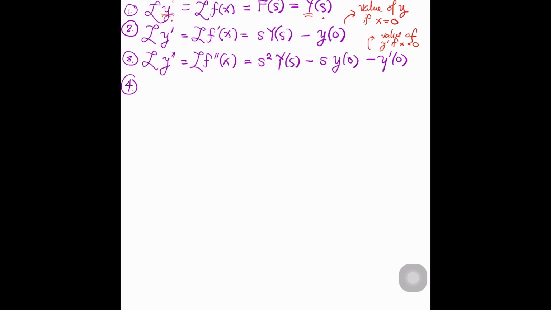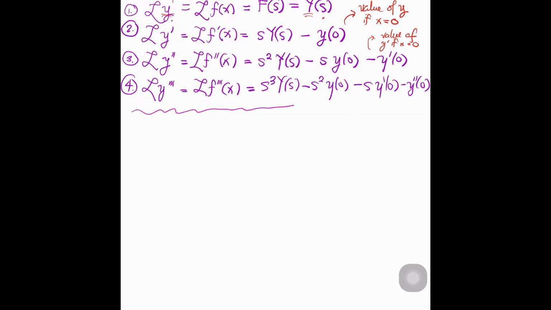Okay, let's proceed to the third derivative, y triple prime. It's f triple prime of x. What is the value of that? s cubed y of s minus s squared y of 0 minus s y prime of 0 minus y double prime of 0.